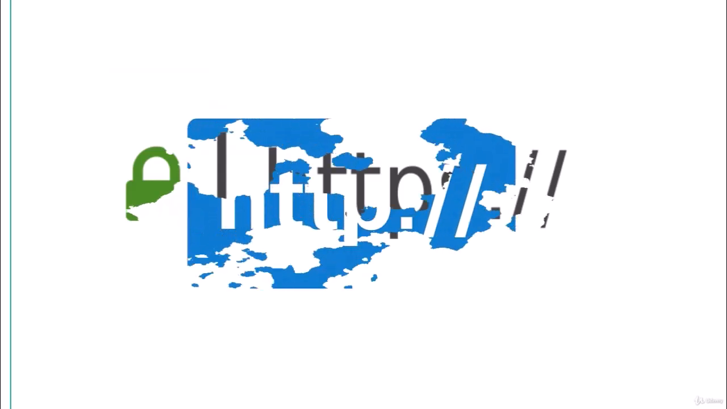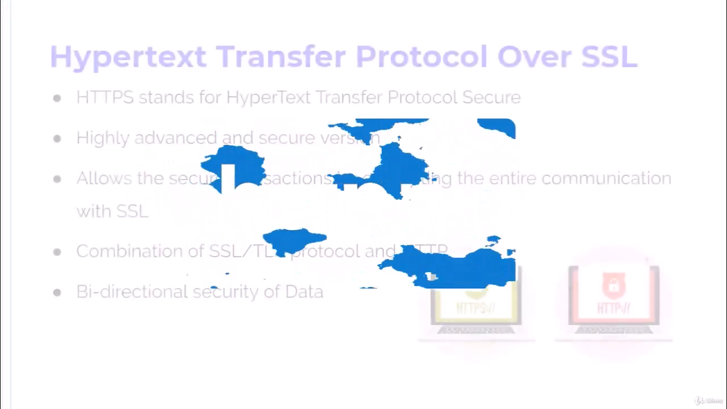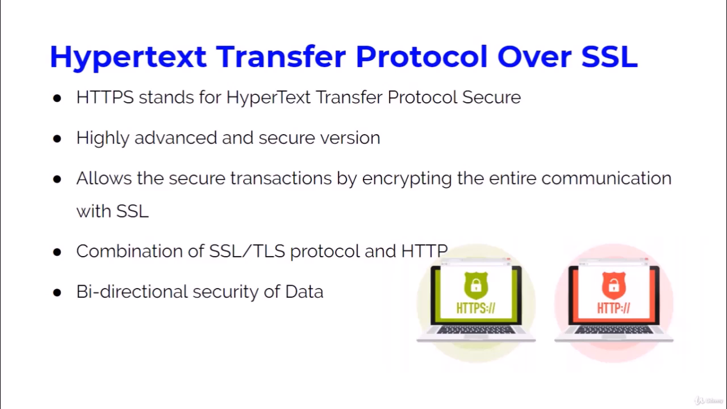https:// unlike http://. If HTTPS is specified, port 443 is used, which invokes SSL. When HTTPS is used, the following elements of communication are encrypted.